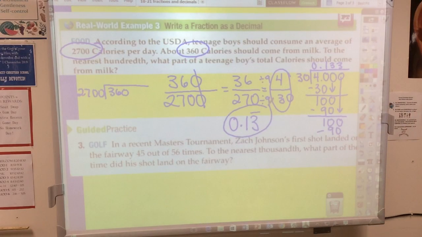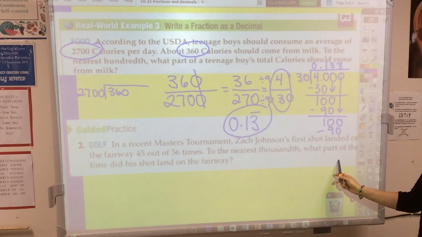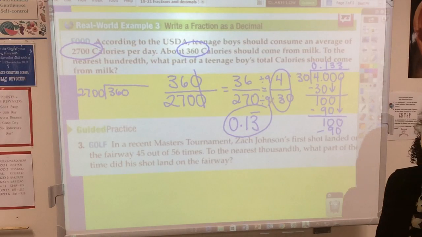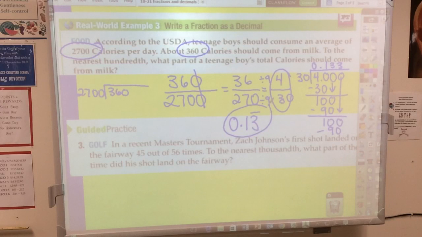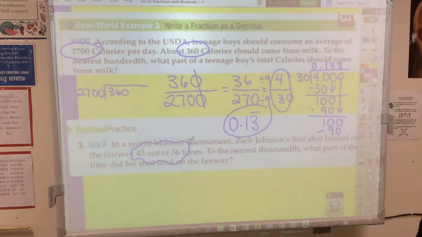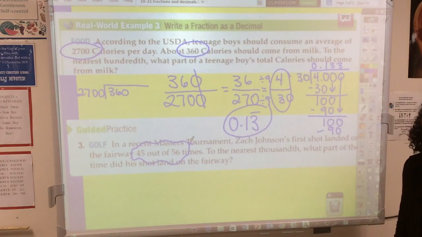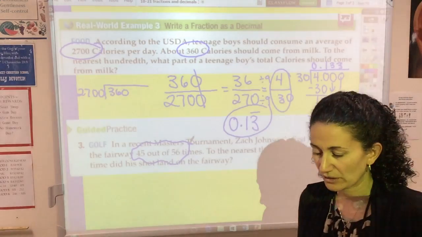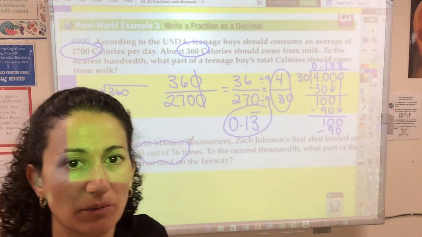All right, I would like you to try this one problem on your own and bring this problem to class tomorrow. We'll go over it then. Let me read it to you. In a recent Masters tournament, Zach Johnson's first shot landed on the fairway 45 out of 56 times. To the nearest thousandth, what part of the time did his shot land on the fairway? All right, go ahead and use whatever strategies you can to come up with that fraction as a decimal. All right, great listening. Bring all those notes and this example to class tomorrow, and I'll see you then.